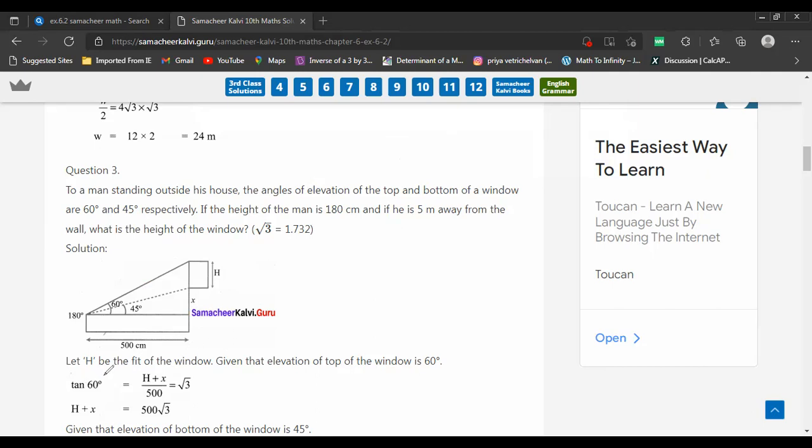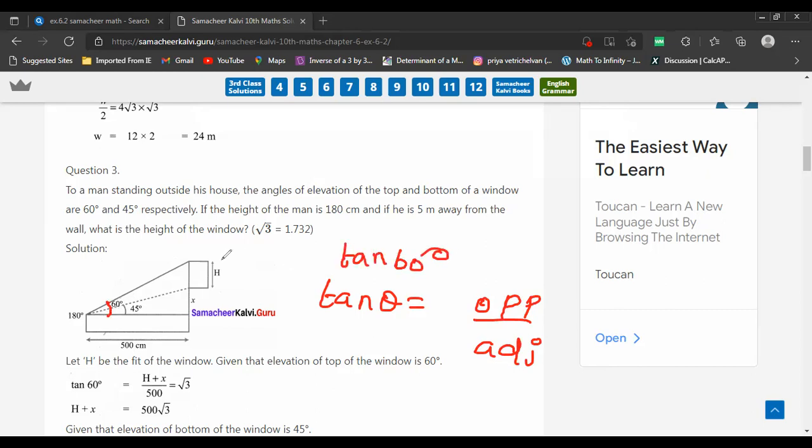So again, they are taking the same tan theta ratio. What is tan theta? Tan theta is opposite by adjacent. So if you apply tan 60°, this is going to be your opposite side for tan 60. And what is this? This is height of the window and height of the wall, isn't it? So it's going to be h plus x. So h plus x is going to be the opposite.